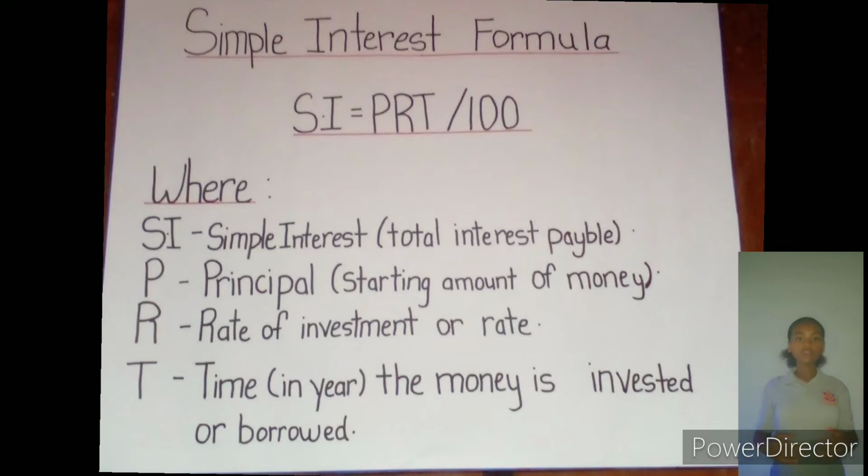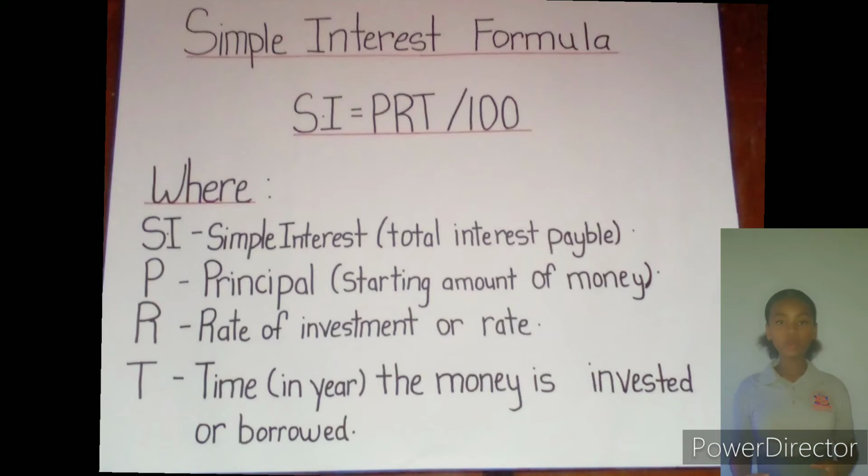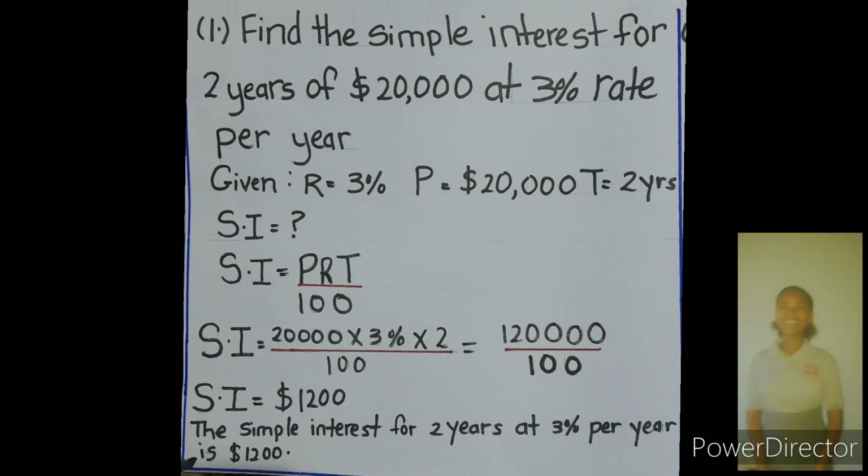The R stands for rate. The T is the time. That's how long you get to pay back this money. If they give you 1 year, 2 years, it all depends.